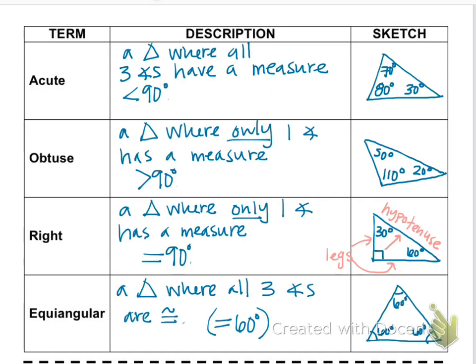One thing that's special about an equiangular triangle is that it also happens to be equilateral. So an equiangular triangle is equilateral, and an equilateral triangle is also equiangular. But if I ask you to classify it by sides, I want to hear equilateral. If I ask you to classify it by angles, I want to hear equiangular.